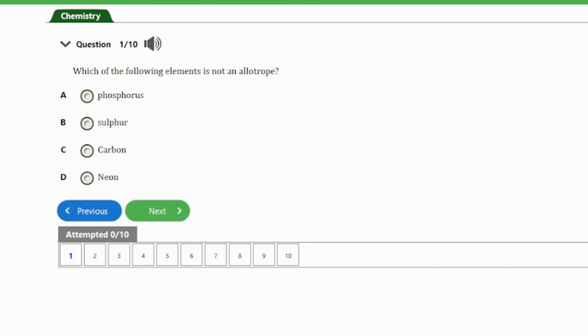It says, which of the following elements is not an allotrope? A, phosphorus, B, sulfur, C, carbon, D, neon. So guys, the only element here that is not an allotrope is neon. Carbon, phosphorus, and sulfur have allotropes. For instance, carbon has allotropes like diamond, graphite, and so on. But guys, neon is actually a noble gas and does not form allotropes. So that's the answer to this question.